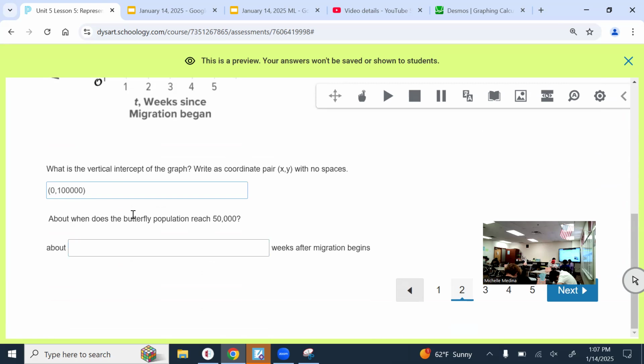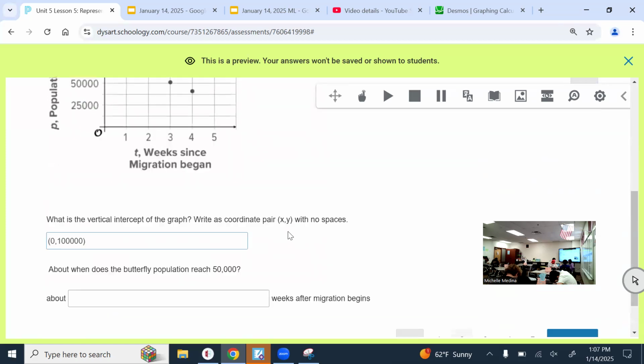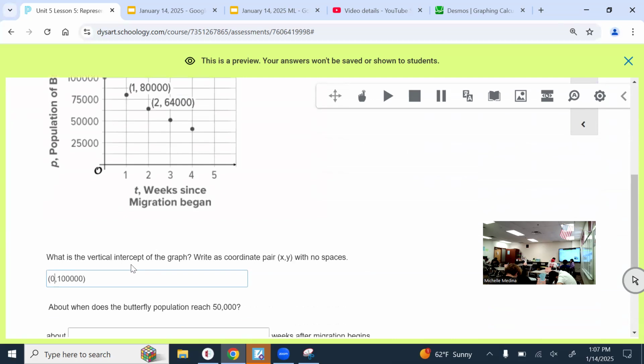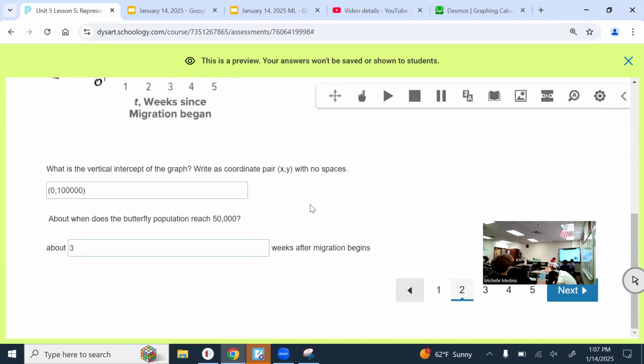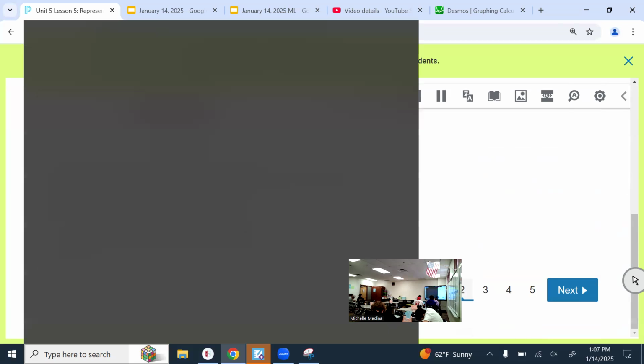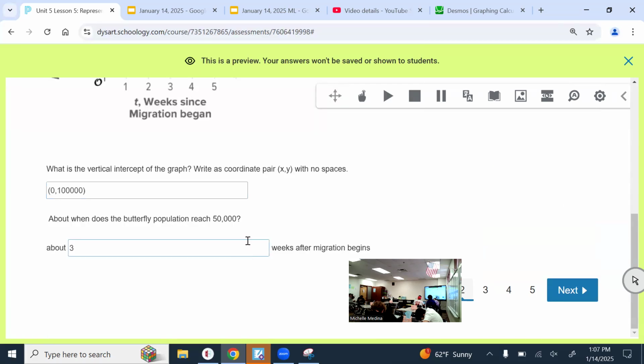All right. Then it says about when does the butterfly population reach 50,000? So here's where it says population of butterflies. Here's 50,000. And it said about when. So it looks like 3 weeks. For some reason it wasn't loading earlier, so I can't check my answer key, but did someone get this one right? Are these the answers? Okay. Yeah, but that's it. Questions on others? Might have time for one more depending on how fast it is.